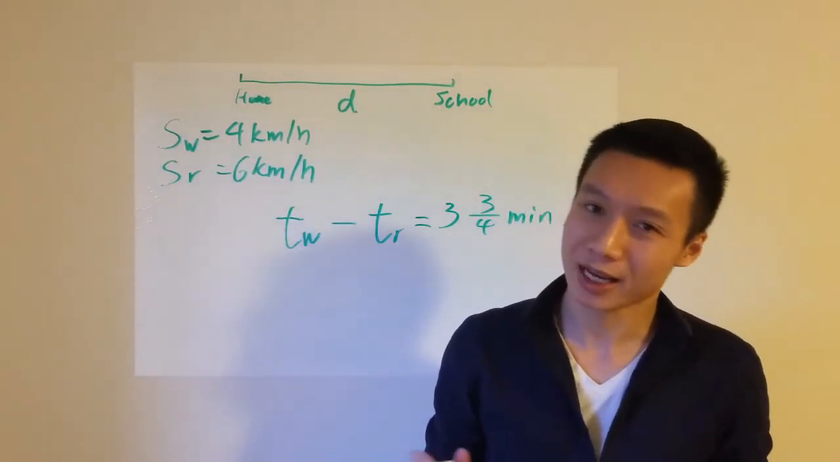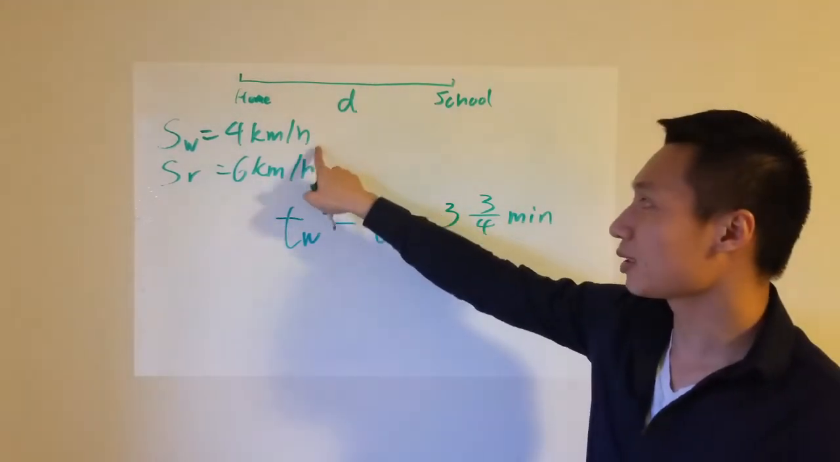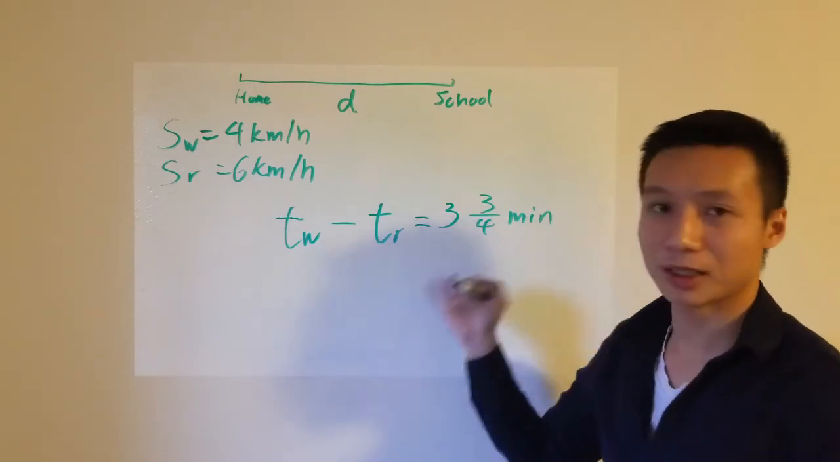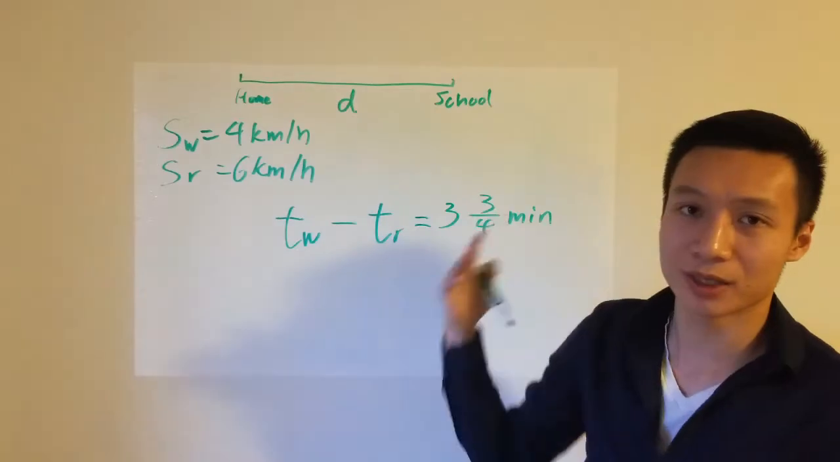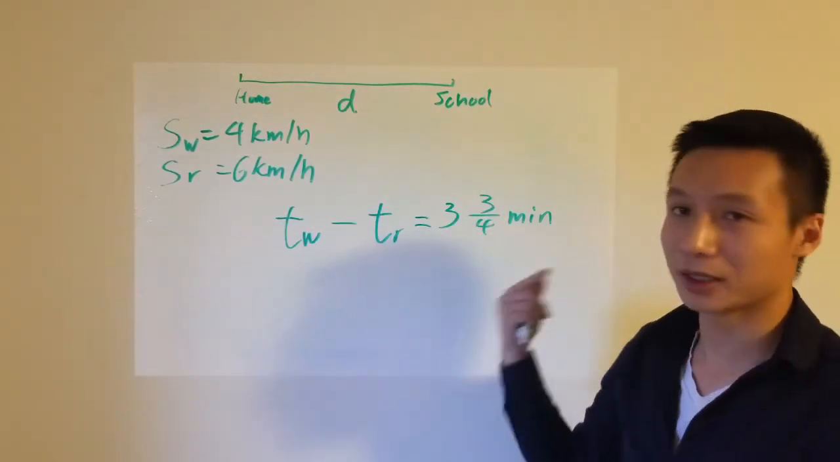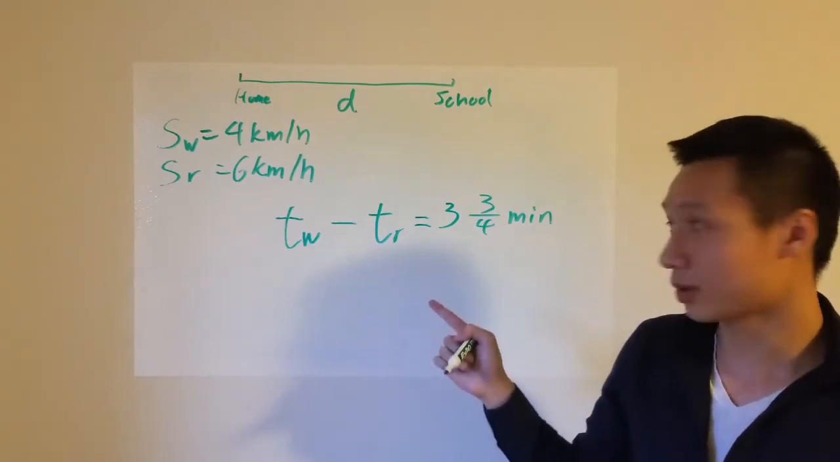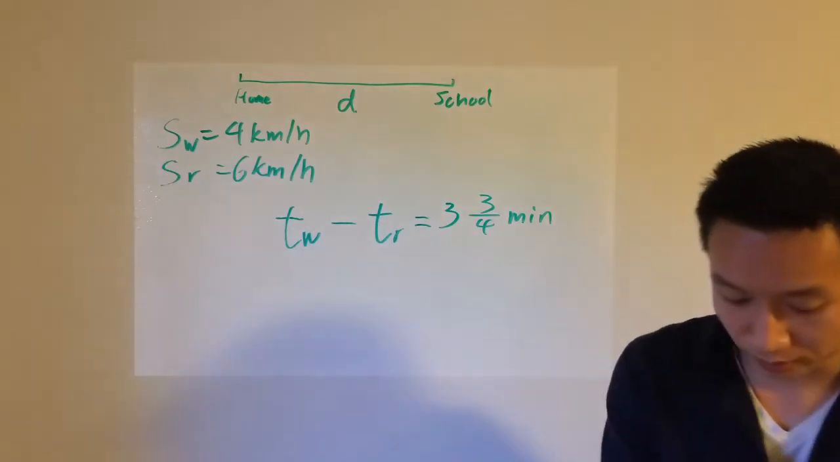So right away, we see a little bit of inconsistency in units, because your speeds are measured in hours, whereas the time difference is measured in minutes. Either you change these speeds from hours to minutes, or you change this time difference from minutes to hours. In this case, it's a lot easier to just change one entry. So I'm going to change this from minutes to hours. So 3 3/4 minutes.